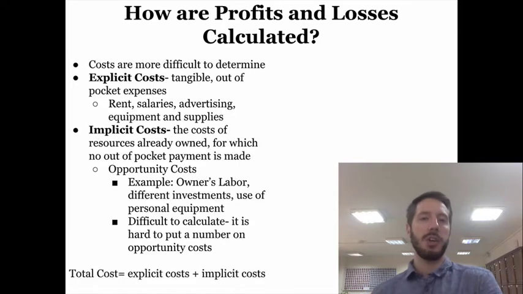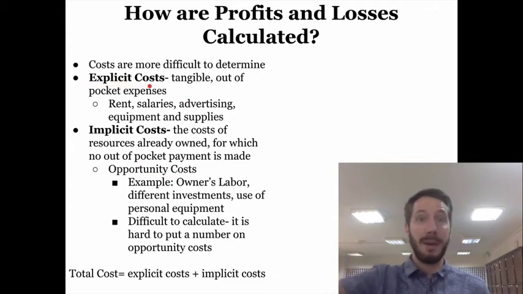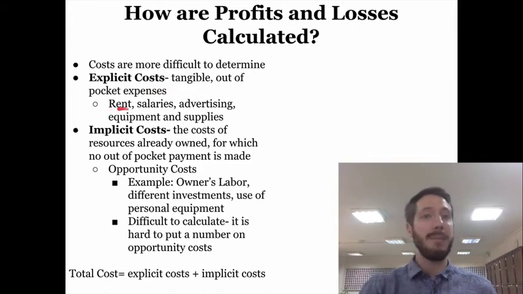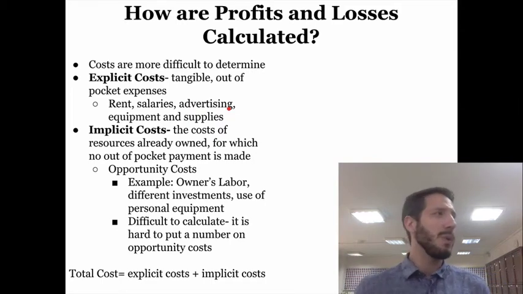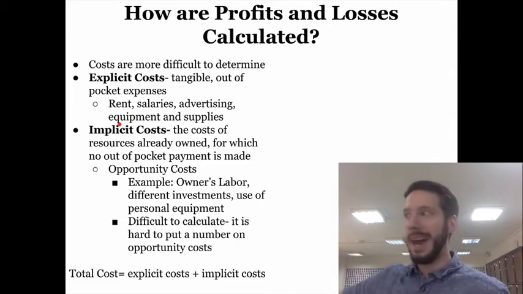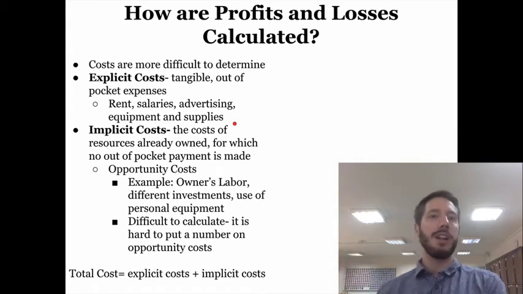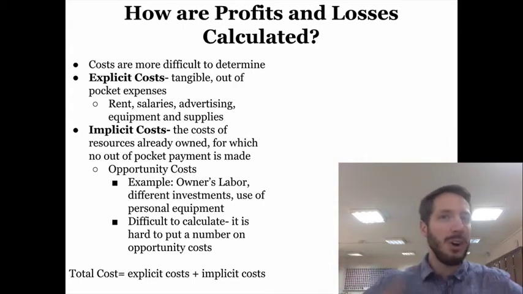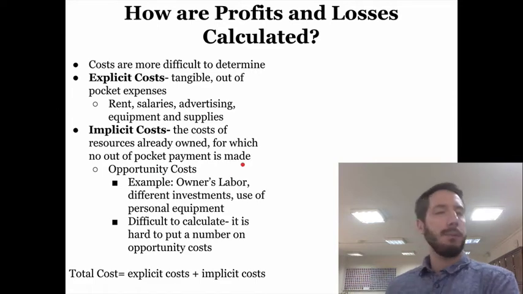So the issue with costs is that they're difficult to determine because some costs are very easy to see. Some are called explicit, where I can easily see I'm spending money. So the rent for my McDonald's or the salaries for my employees or advertising on the interweb. I don't even know how people advertise anymore. The equipment to make my Big Macs and my fries and the supplies, the meat, the buns, the fries, those are all explicit costs. But there's also something called implicit costs, which are the costs of the resources that you already have, but there's not necessarily an out-of-pocket payment you're making for it.